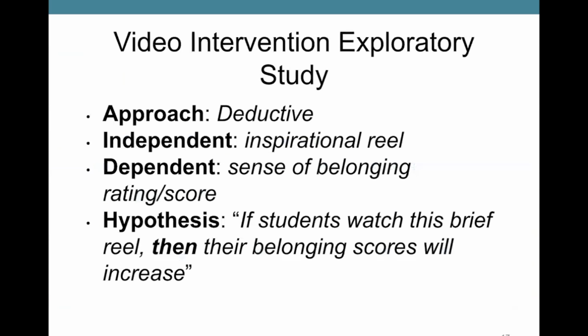We took a deductive approach. Recall that deductive research starts with theory to test the hypothesis through the collection of data. Our independent variable was the inspirational reel. The dependent variable was the sense of belonging scores. We hypothesized that if students watch this brief reel, then their belonging scores will increase. And so with that, we ultimately took those data that I showed you earlier and we analyzed our data to get our results. Now let's talk about the results.